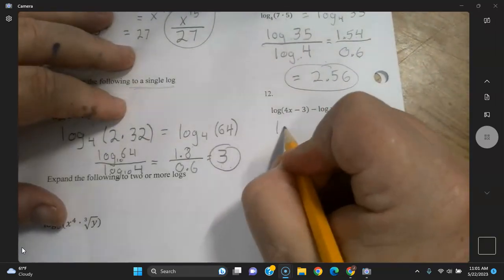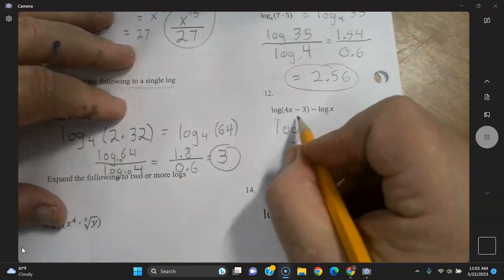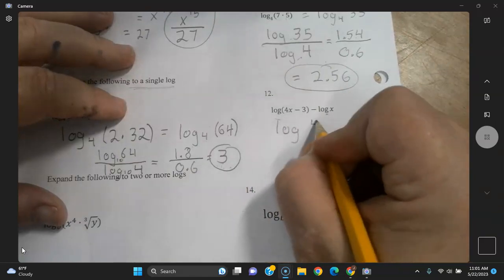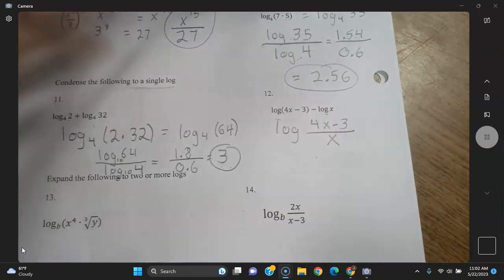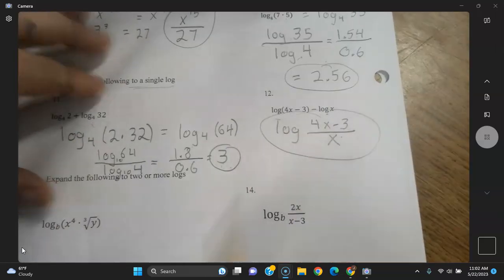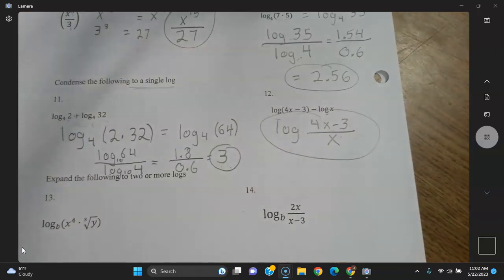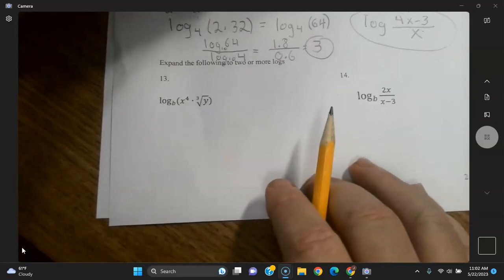Okay, so it's going to be log, and condense means you turn it into one log, so it's this one over this one. Okay, and there's nothing else you can do. You can't solve for x at this point. It's just that. That's all you had to do. Okay, rule number 4.